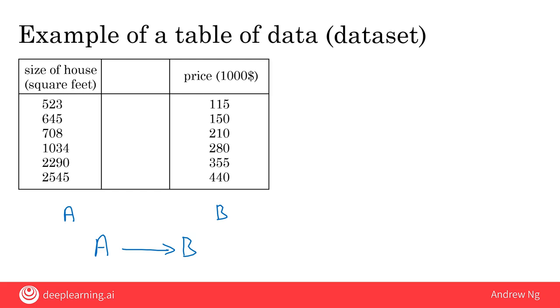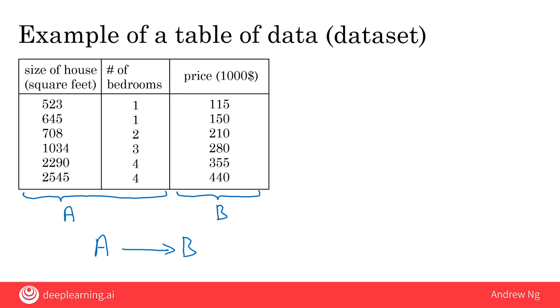Now, rather than just pricing a house based on the size, you might say, well, let's also collect data on the number of bedrooms of this house. In that case, A can be both of these first two columns, and B can be just the price of the house. So given a table of data, given a dataset, it's actually up to you, up to your business use case to decide what is A and what is B.